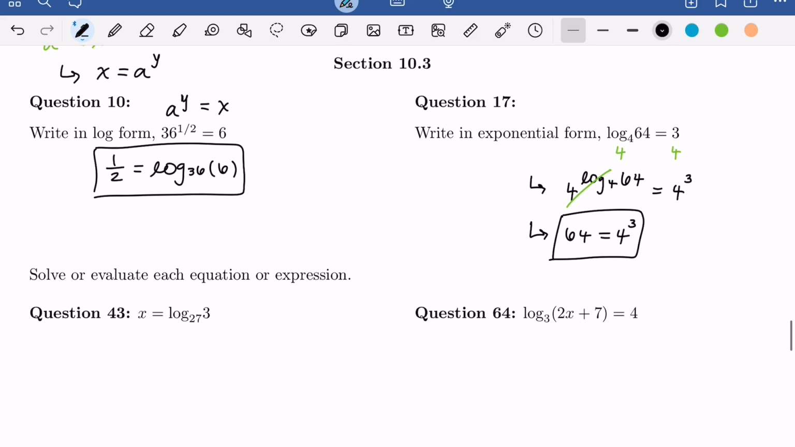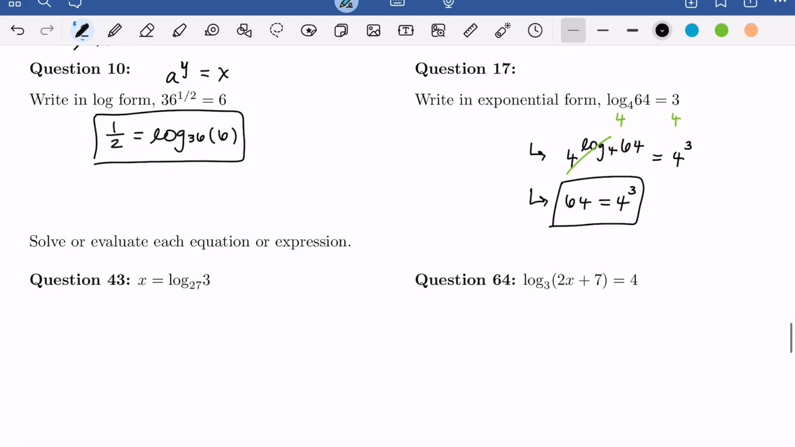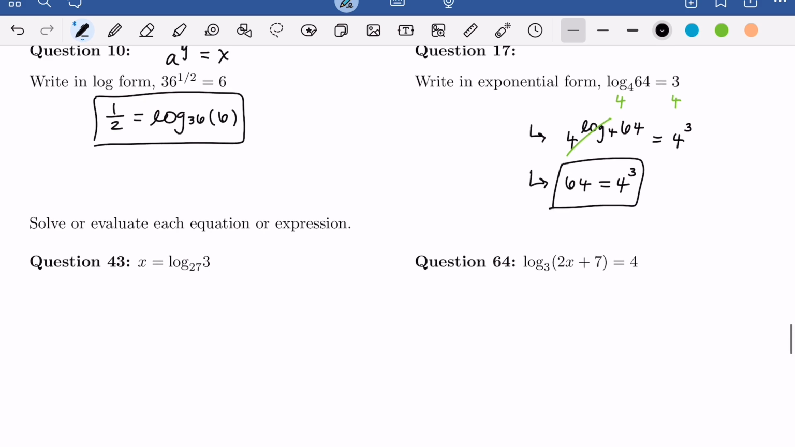All right, let's move on to question 43 here. Now we're actually going to evaluate this equation, and we're going to do so using the properties we just saw in the last two examples. So if I want to evaluate this guy, it'll be easy to write this in exponential form. So what we're going to do is take base 27 to both sides of our equation. We know that these guys are going to undo each other. We're going to be left with 27 to the x power is going to be equal to 3.